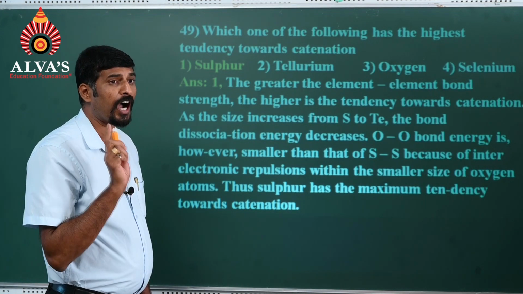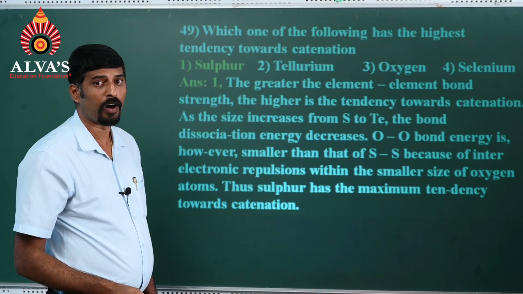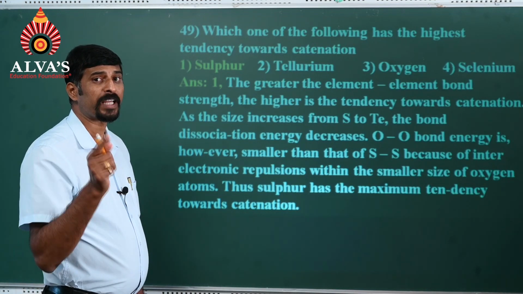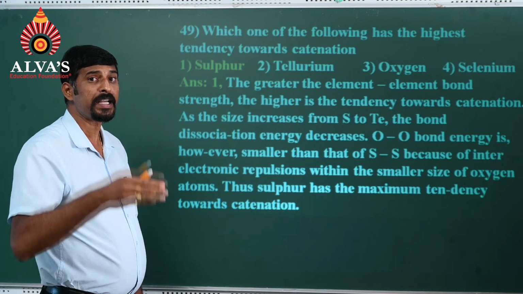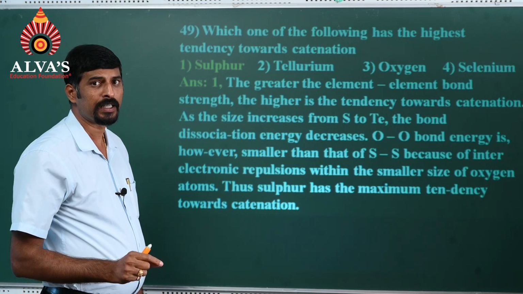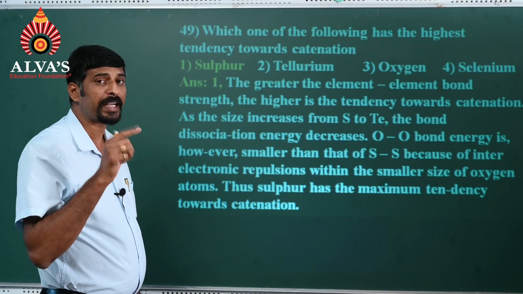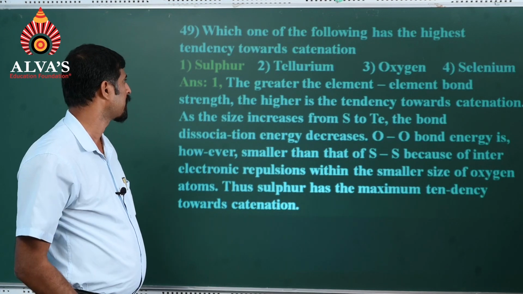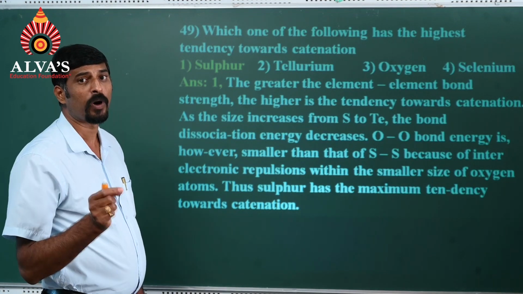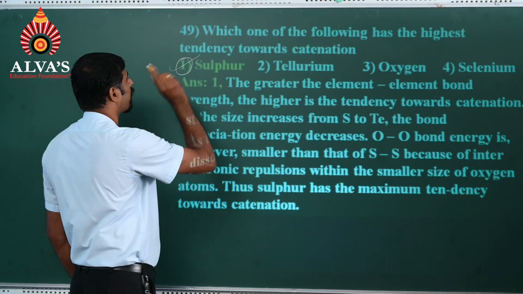If you observe oxygen, oxygen forms a diatomic molecule, but sulfur is polyatomic. Sulfur forms an 8-membered ring. As you move down the group, the size of the atom increases and the strength of the element-element bond decreases. Therefore, the catenation property also decreases. Hence, sulfur has more tendency towards catenation. Therefore, the first answer is the right answer.